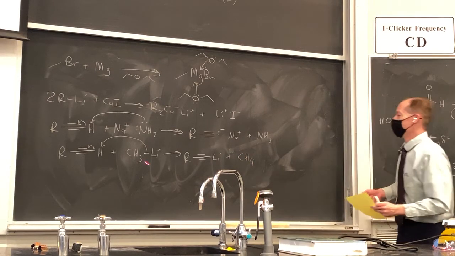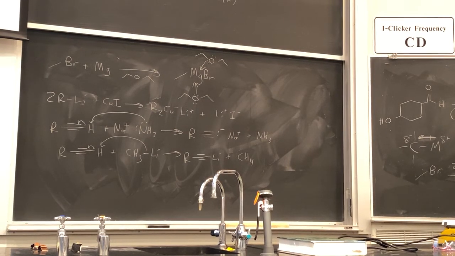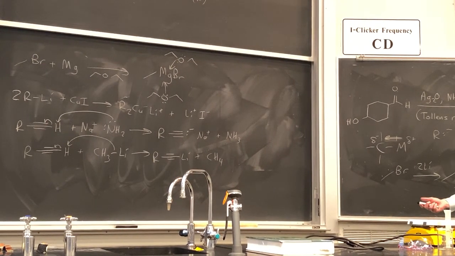And what's our conjugate acid of methyl lithium? I've drawn it for you here. What's the conjugate acid of this? Think back to chapter 2. Got to remember our acid-base chemistry. So this is our acid, this is our base. You protonate the base, you get the conjugate acid.